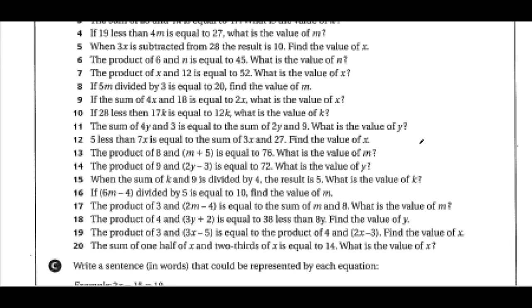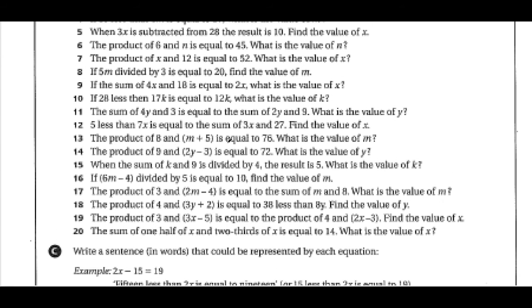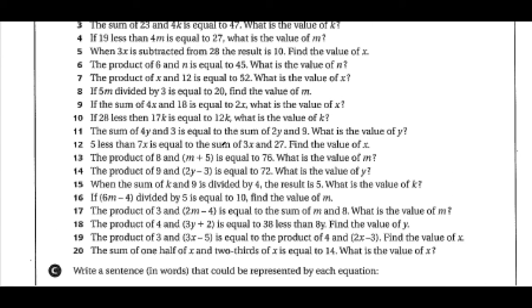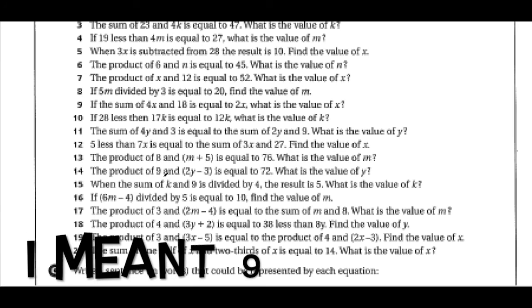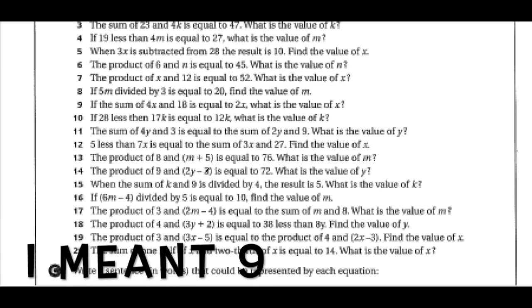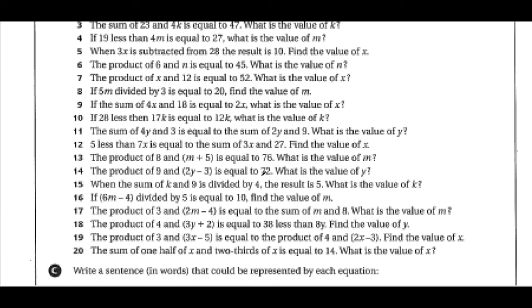And let's look at these questions. Now most of these questions should be quite fine. You can kind of make out what it's saying. The product of 3 and 2y minus 3 is equal to 72. What's the value of y? With most of these questions, just write out the expression first. So the product of 3 and 2y minus 3 is equal to 72. So how do you solve for y? You've got to expand and then make y the subject.